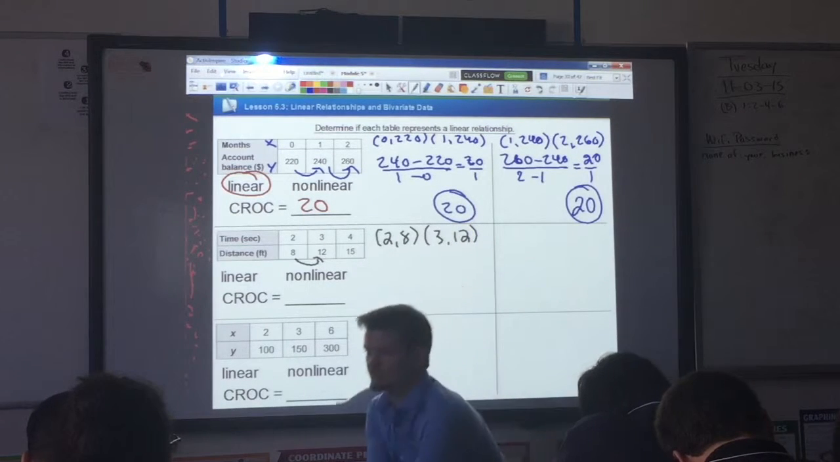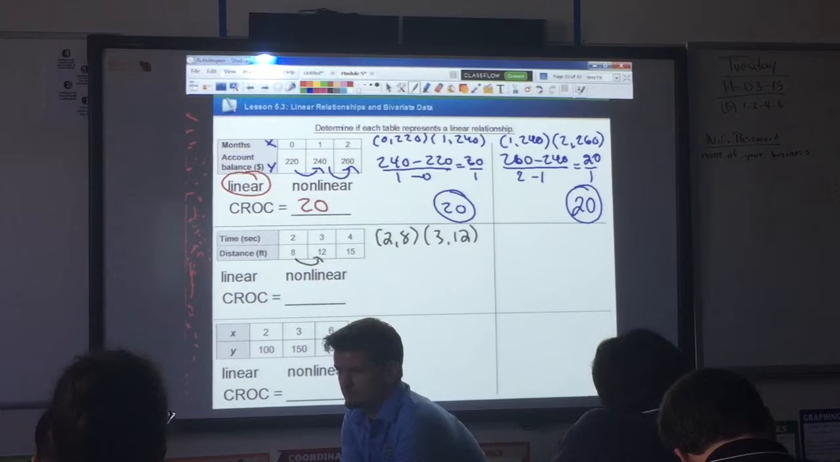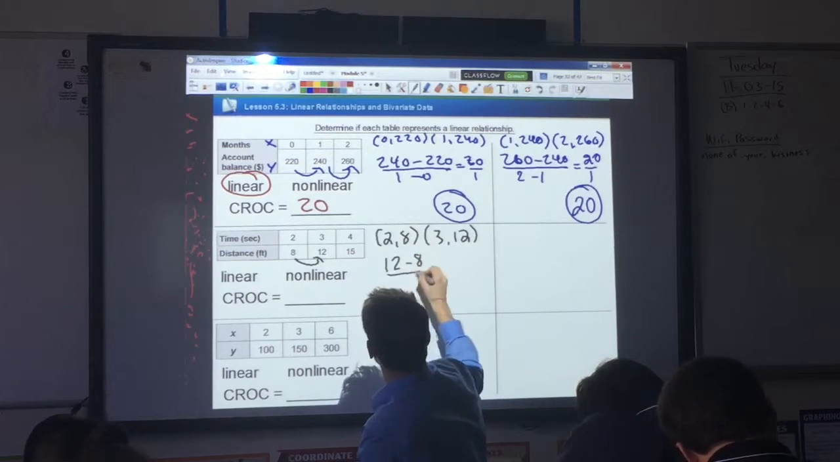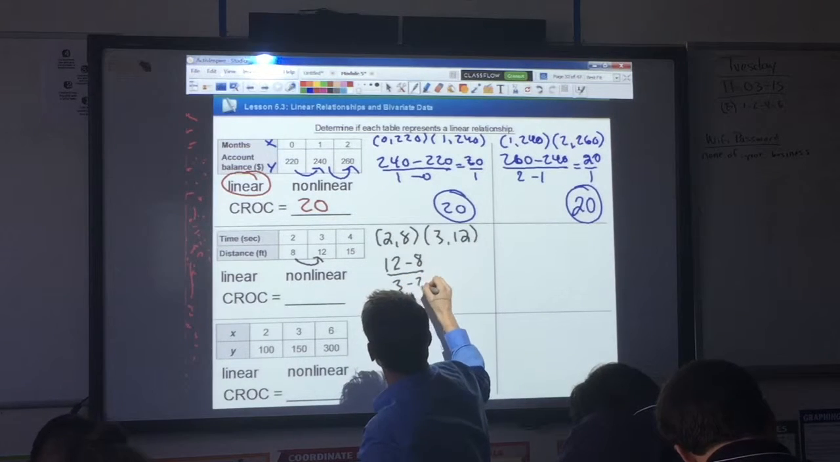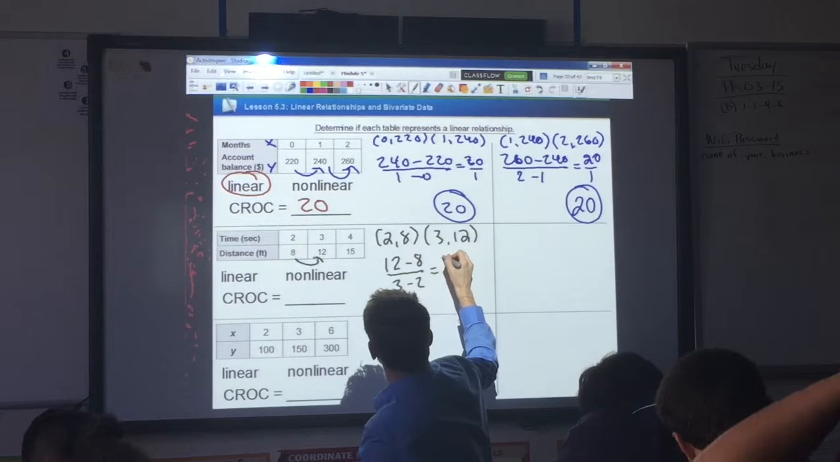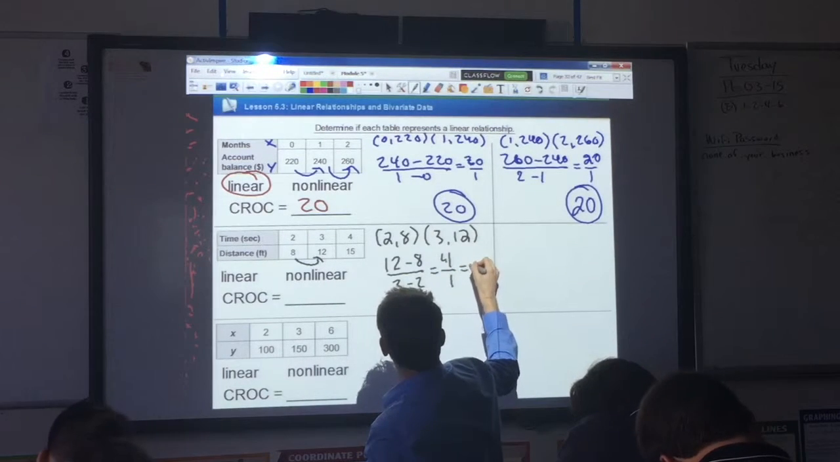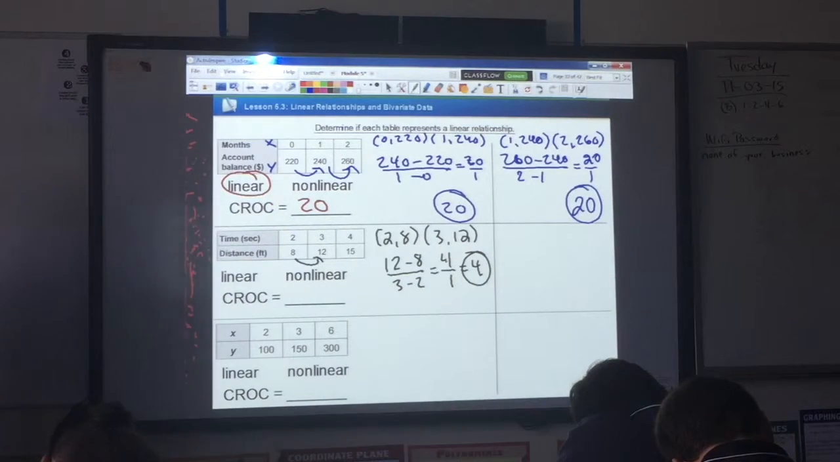Okay. So you just tell me what goes in the formula. 12 minus 8 over 3 minus 2. What is 12 minus 8? 4, and 3 minus 2 is 1, so this will equal 4. Okay. So we have one rate of change. We got to find the other one.